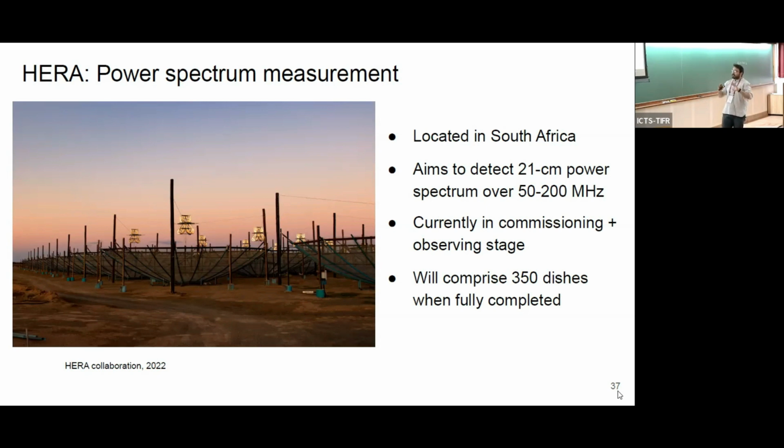This is going to be a system of 350 dishes. And these are extremely cheap dishes, as you can see, just made of these wooden poles, PVCs, and chicken mesh. These are very closely packed, and the feeds are located right at the focus, which basically generate the current that's carried over to the electronic chain. This is still in the process of commissioning. It's getting built, but it's also observing at the same time. So the latest results that we have from this experiment actually came from a partial array.